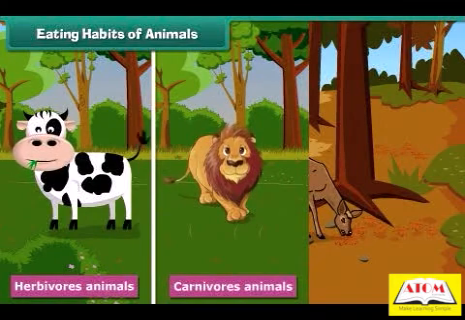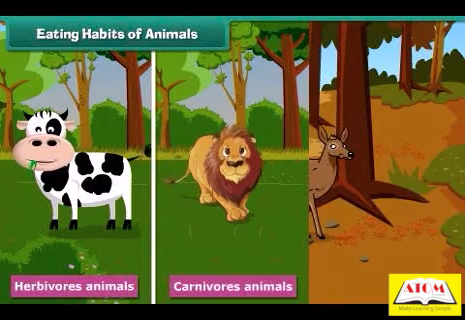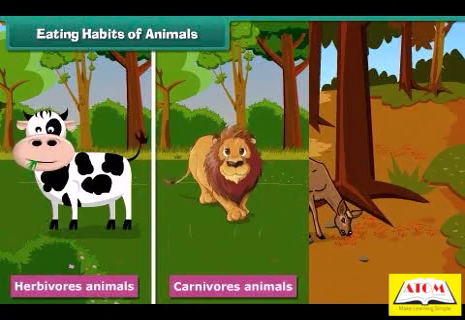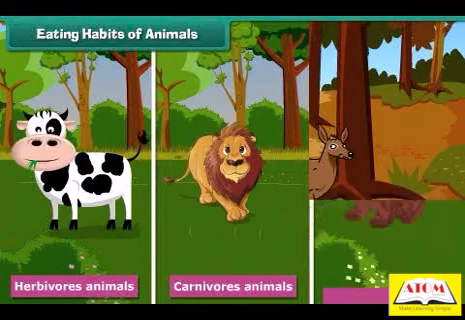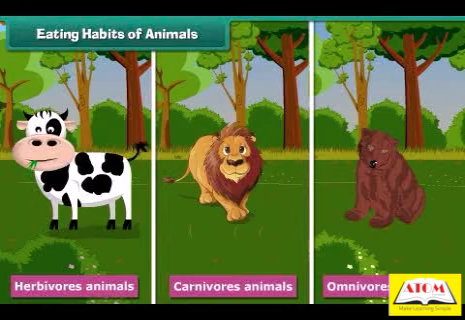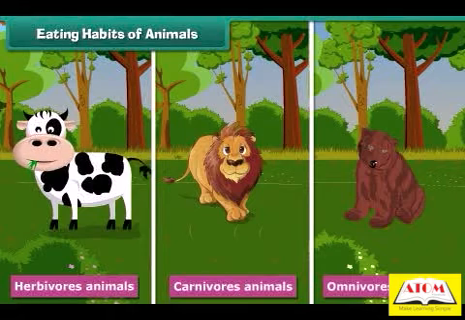Carnivorous eat flesh with their sharp, pointed, and strong teeth. Lion and tiger are the examples of carnivorous. Omnivorous eat both plants and flesh. Bear and crow are the examples of omnivorous.